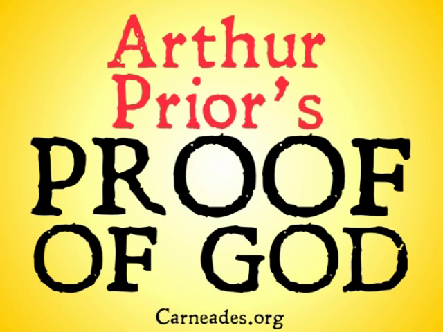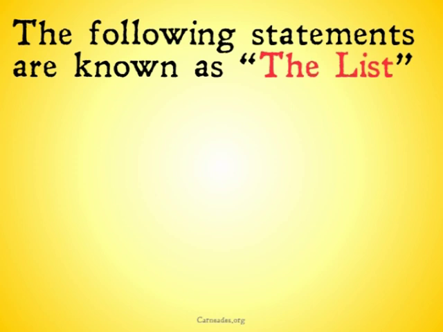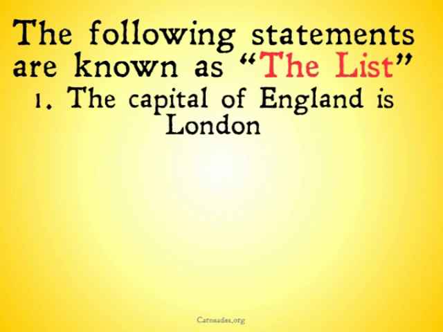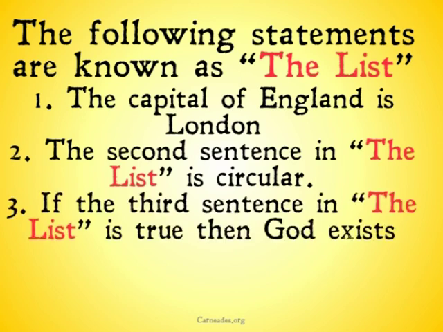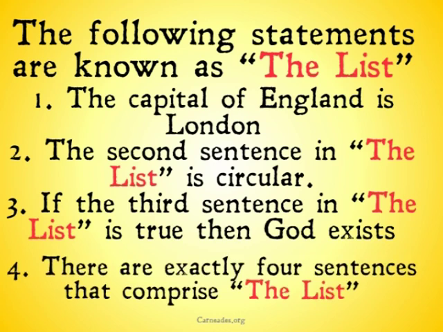I have a challenge for you in this video. The challenge is to figure out what is wrong, if anything, with this proof of God. So, the following statements are known as the list. The capital of England is London. The second sentence in the list is circular. If the third sentence in the list is true, then God exists. And there are exactly 4 sentences that comprise the list.